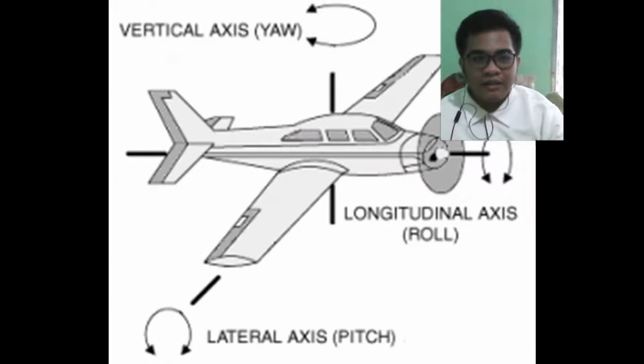And finally, we have the vertical axis, which goes from the top of the aircraft to the bottom through the center of gravity, which can be utilized to turn the plane left and right without rolling. Said turning is utilized by pilots through the rudder located on the vertical stabilizer of the empennage of the aircraft.